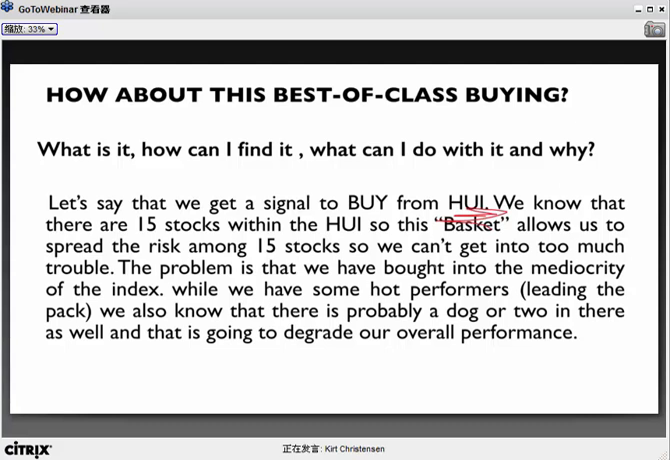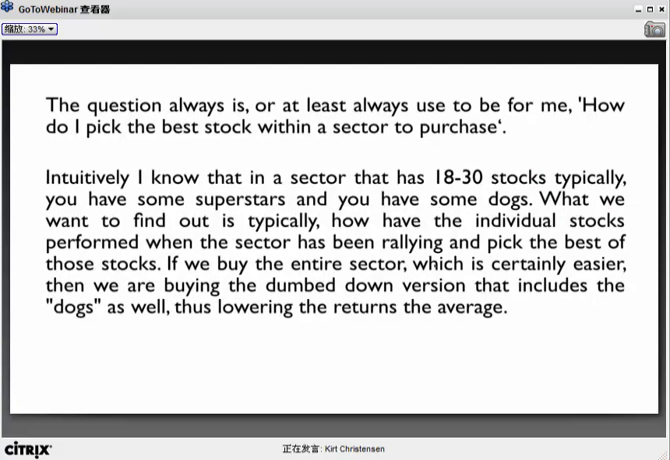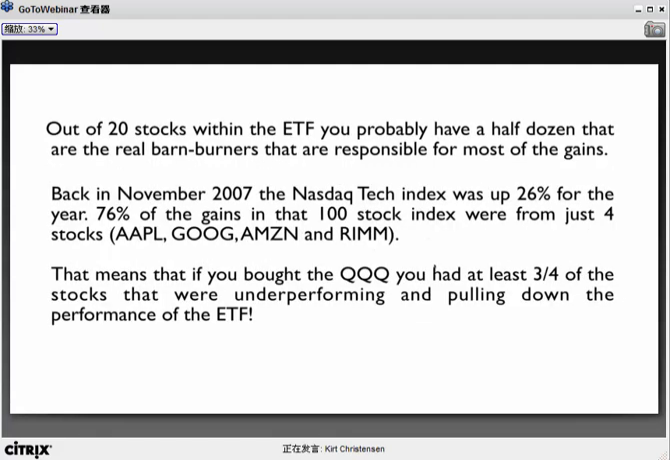And so we know that there are 15 stocks in that index that allow us to spread our risk among those 15 stocks. But the problem is we've not only spread our risk, but we've also bought into the mediocrity of that index. Sure, there are going to be some hot performers, but there's going to be a couple of dogs in there that are going to degrade our performance. The question always has been, at least for me, how do I pick the best stock within a sector to purchase? Intuitively, I know that in a sector with 18 to 30 stocks, you're going to have some superstars and some dogs.